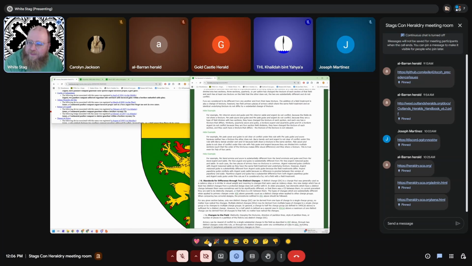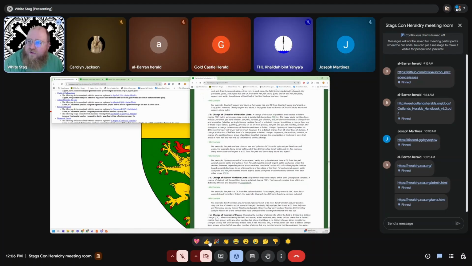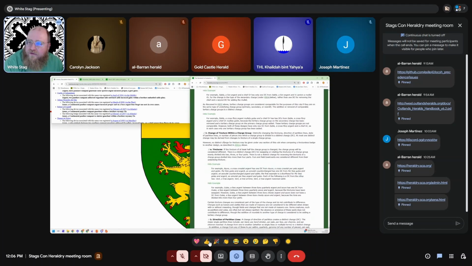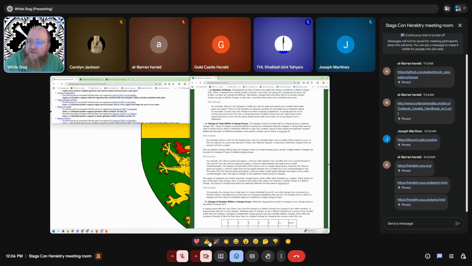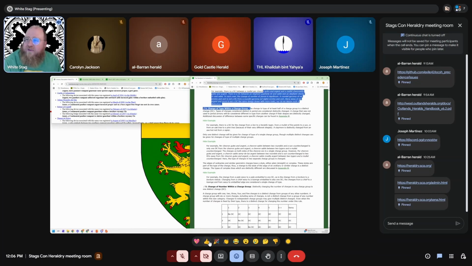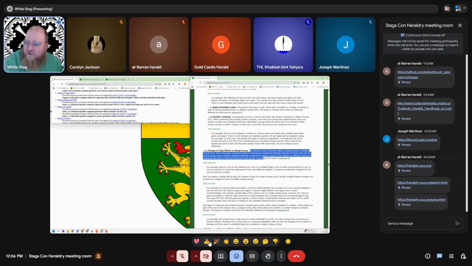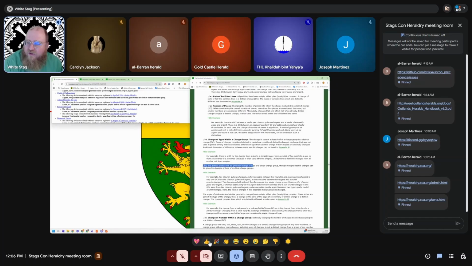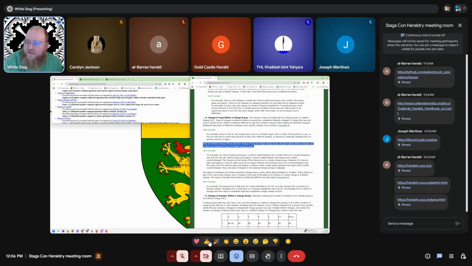So, change of type within a charge group. This is seen at A5G4. The change in type of at least half of a charge group is a distinct change. Only one distinct change will be given for change of type within a single charge group, though multiple distinct changes can be given for changes of type of multiple charge groups.